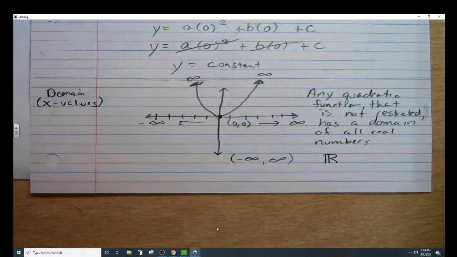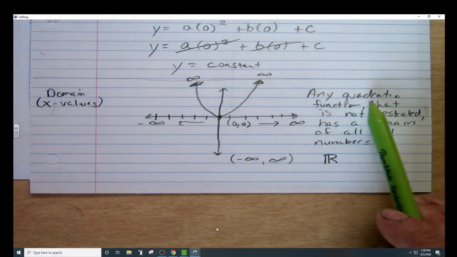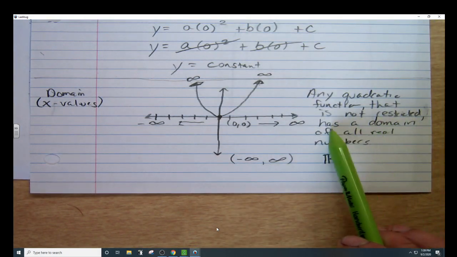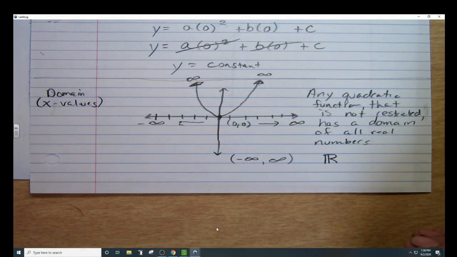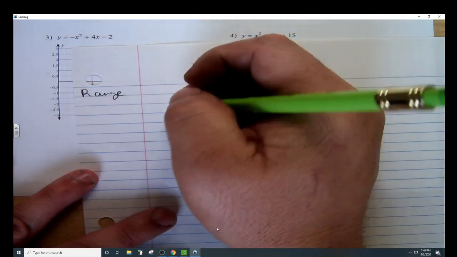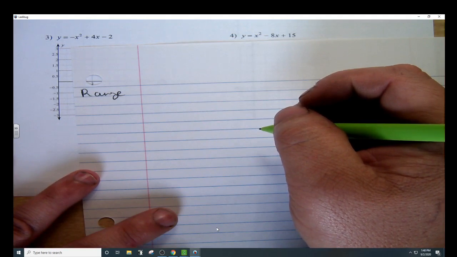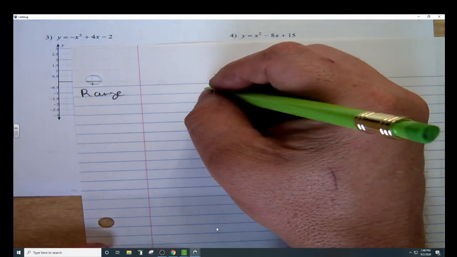Now, so we talked about domain. And guys, remember, any quadratic function that is not restricted has a domain of all real numbers. It covers all your x values. So keep that in mind. All right, let's talk about range. Now, range is a little different.